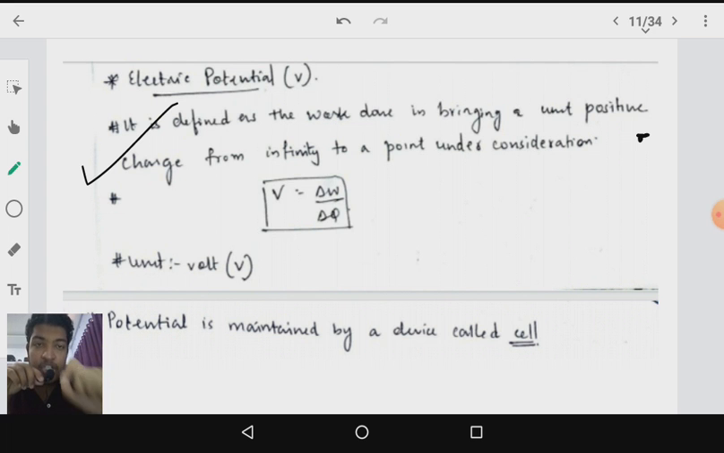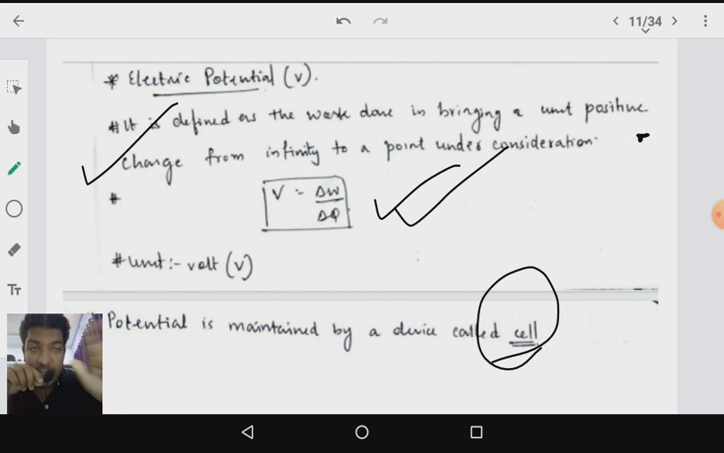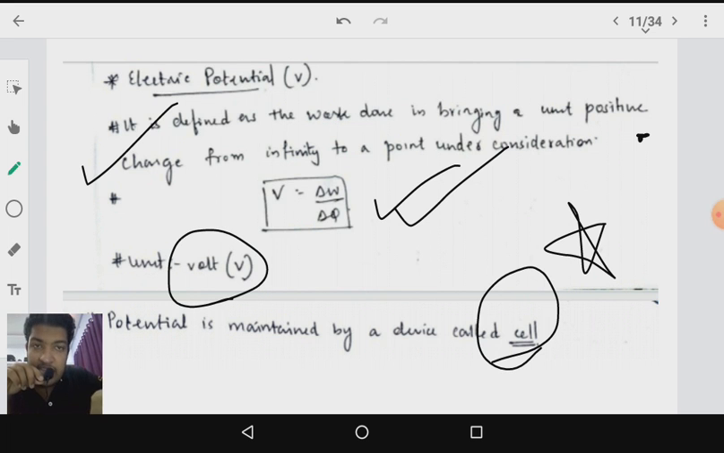So the electric potential equation is V equals change in work done divided by change in charge, that is delta W divided by delta Q. This equation is also important. Questions related to this can be asked. Numericals can be asked. Now the potential in a circuit is maintained by a device known as an electric cell. This is important. For measuring the potential difference you need a voltmeter, and for maintaining potential in a circuit you need a cell. The unit of potential is volt, again denoted by V. So this is the basic concept of electric potential.